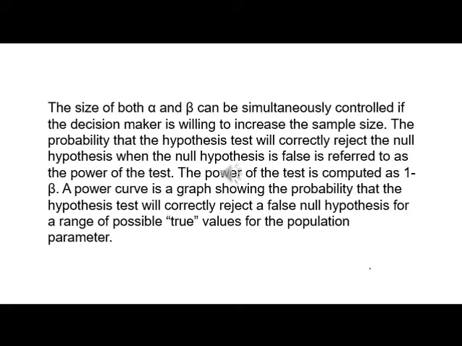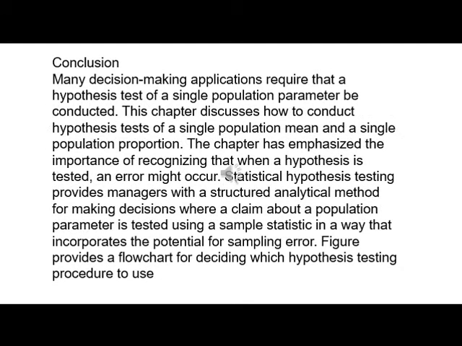Conclusion. Many decision-making applications require that a hypothesis test of a single population parameter be conducted. This chapter discusses how to conduct hypothesis tests of a single population mean and a single population proportion. The chapter has emphasized the importance of recognizing that when a hypothesis is tested, an error might occur. Statistical hypothesis testing provides managers with a structured analytical method for making decisions where a claim about a population parameter is tested using a sample statistic in a way that incorporates the potential for sampling error.